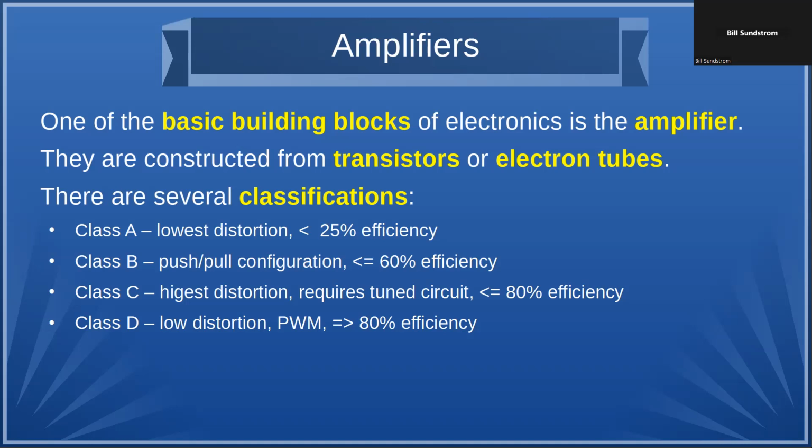Then there's a class C, which is used normally in like an RF power amplifier. And you're using it for things like FM, or cases where distortion in the amplitude isn't really a problem. And they can get up to 80% efficient. They use a tuned circuit. So in essence, you're sending a portion of the waveform into the tuned circuit to cause it to oscillate and amplify the signal.